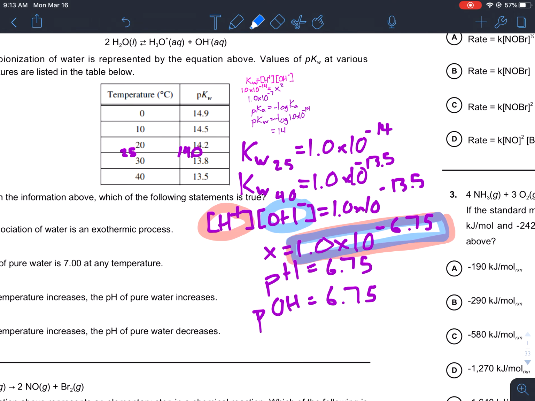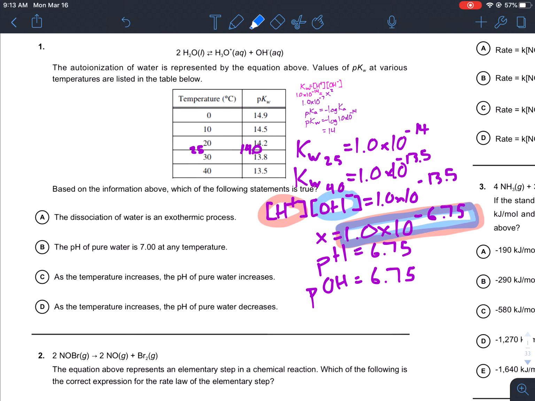So this is a really interesting question. So, okay. The pH of pure water is 7 at any temperature. No, that's wrong. I just showed you that the pH will be 6.75 at 40. As temperature is increasing, the pH of water decreases. Okay, the answer is D. The pH of pure water decreases.